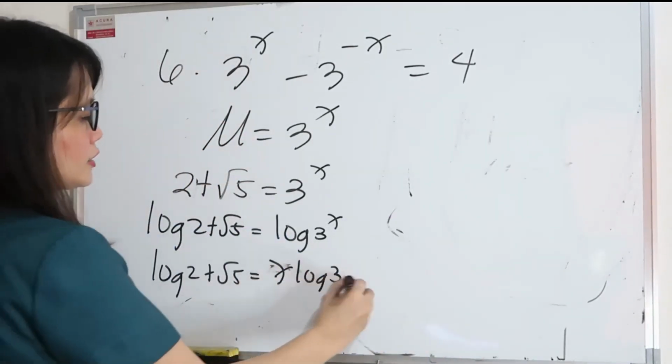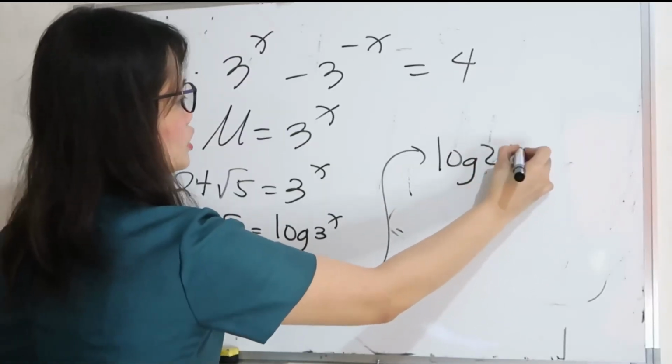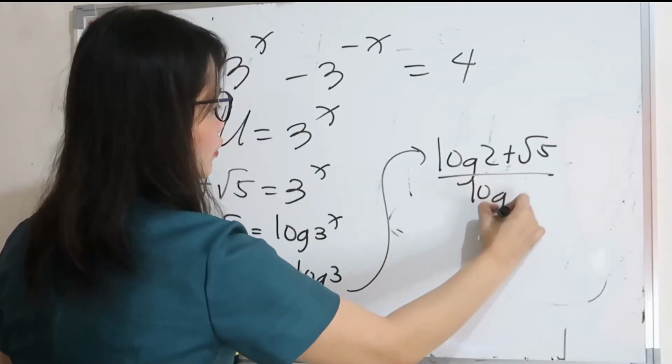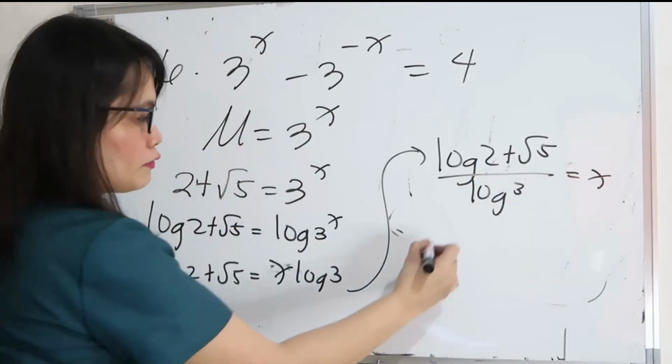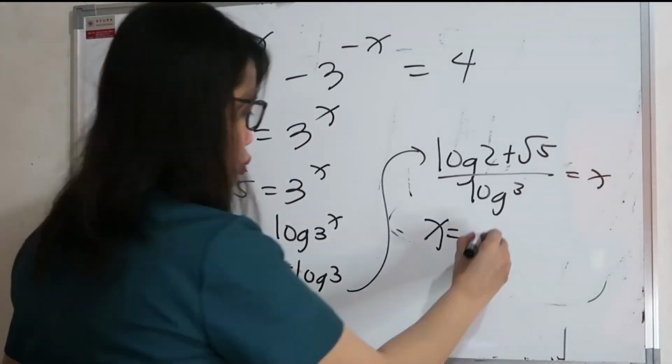So to solve for x, this will become log of 2 plus square root of 5 over log of 3, which is equal to x. So therefore, your x will be, using your calculator, 1.31.